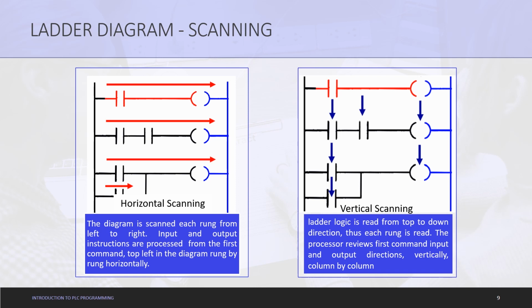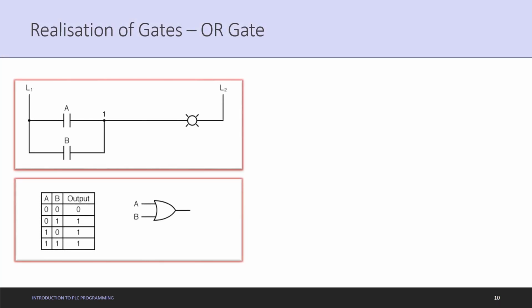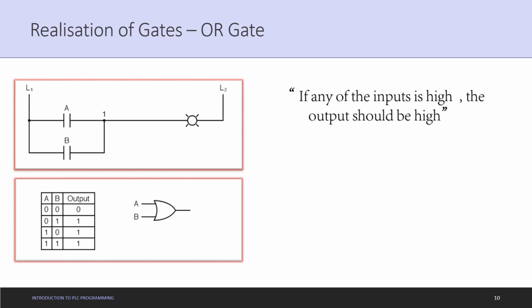And now we will move on to the realization of a few basic gates to gain a better understanding of how PLC programming works. The first gate we choose is an OR gate. We are all familiar with an OR gate. To sum it up in a single sentence, in an OR gate, if any one of the inputs is high, the output should be high.